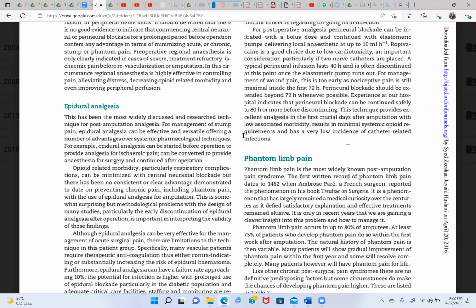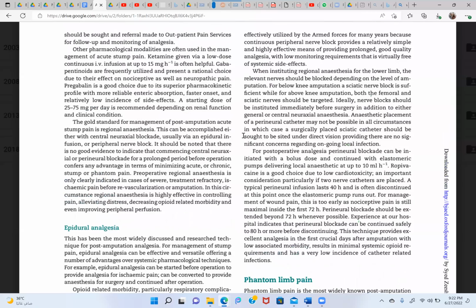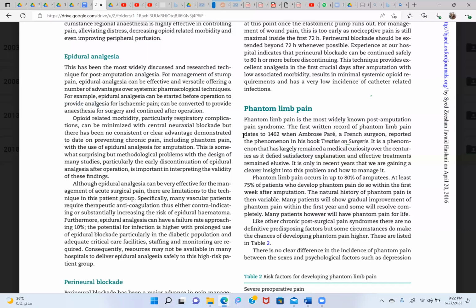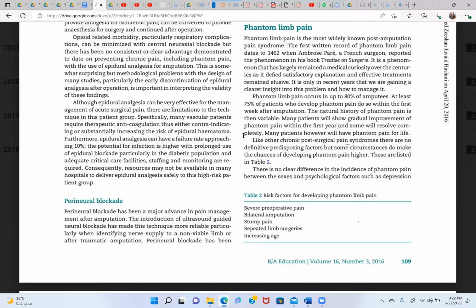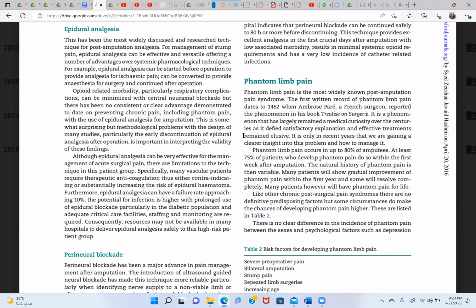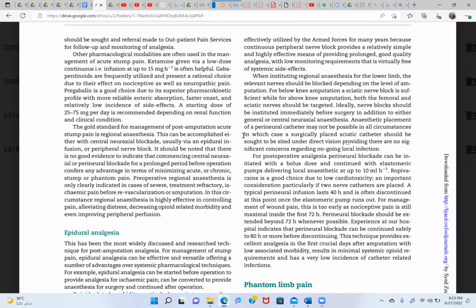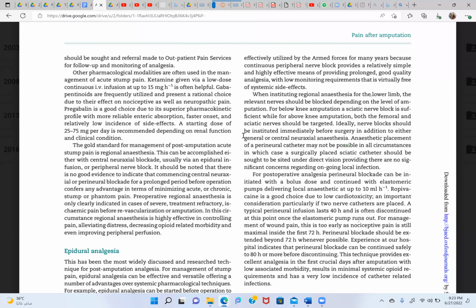Sir, one last question. In this perineural blockade, they have mentioned this ropivacaine only. So, sir, I was asking whether only this ropivacaine is used. Yes, this is a very good question. So tell me one thing, what is the difference between bupivacaine and ropivacaine?